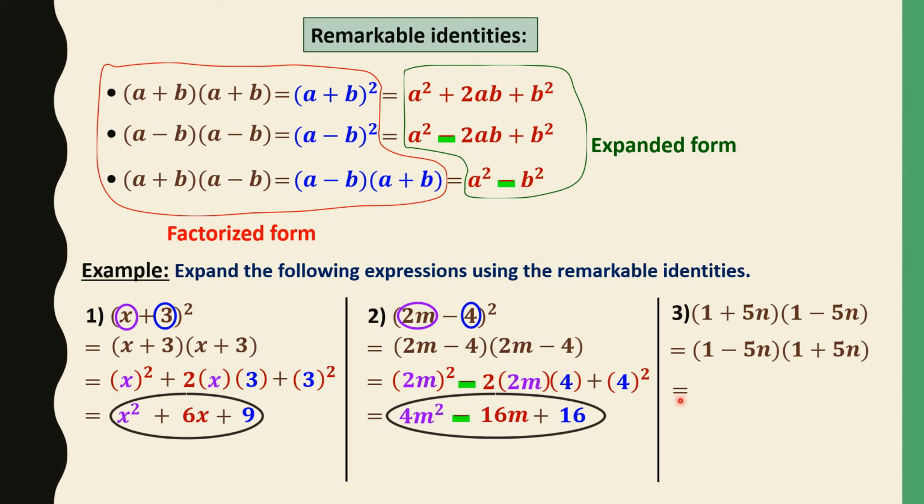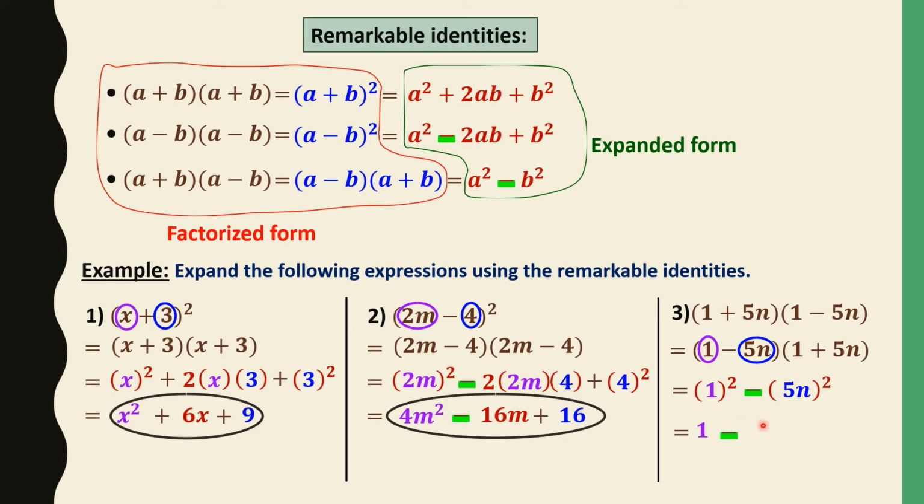So, what is the poem that we need to memorize here? Here it's easy. It's parenthesis squared minus parenthesis squared. So, we write parenthesis squared minus parenthesis squared. Then we fill inside the parentheses by a and by b. So, a is 1. We write 1 here. And b, it's 5n. So, we write 5n here. Equals 1 squared, it's 1.